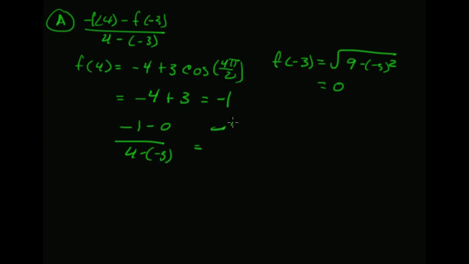Alright, so this is -1 over 7. So that's part A of the problem. Let's take a look at part B.